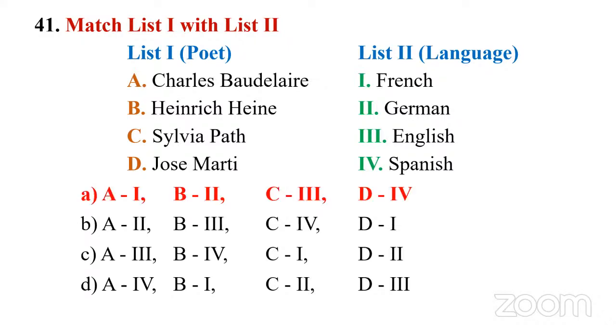Answer is A. So A, Charles Baudelaire, French. Then Heinrich Heine, German. C, Sylvia Plath, English. Then Jose Marti, Spanish. Sometimes a question seems like a bombastic one, but the answer is very easy. Sometimes they don't check all these things. So if you know just Sylvia Plath and number 3, English, you can easily crack this question.